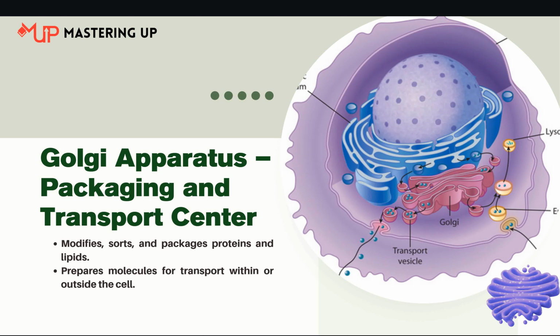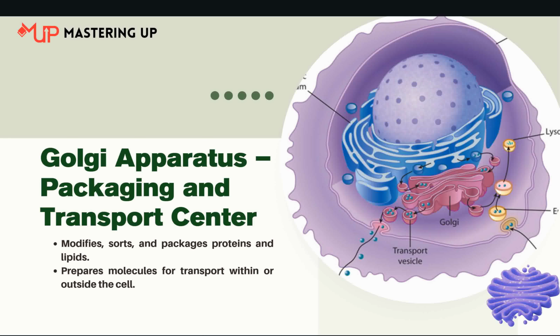The Golgi apparatus is responsible for modifying, sorting, and packaging proteins and lipids. Once the proteins are synthesized in the endoplasmic reticulum, they travel to the Golgi apparatus to be packaged and sent to their final destinations, either within the cell or outside of the cell.